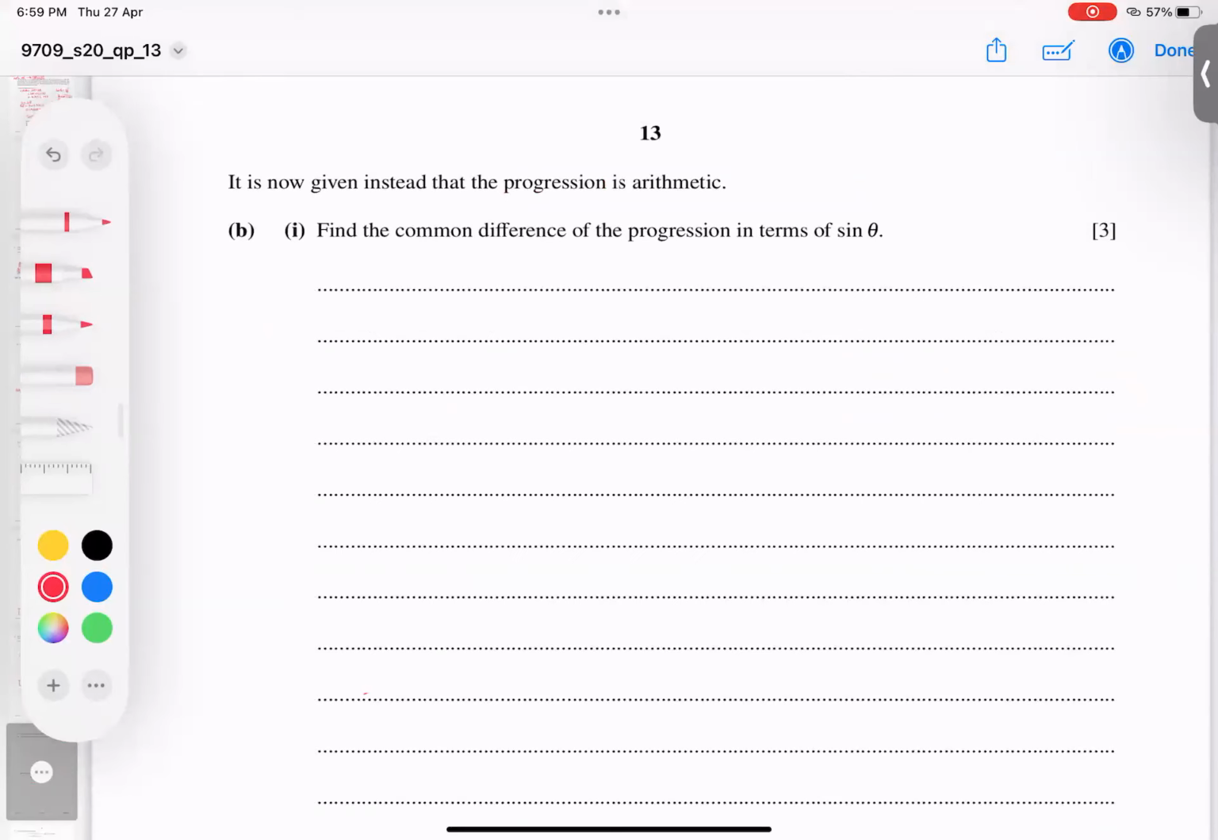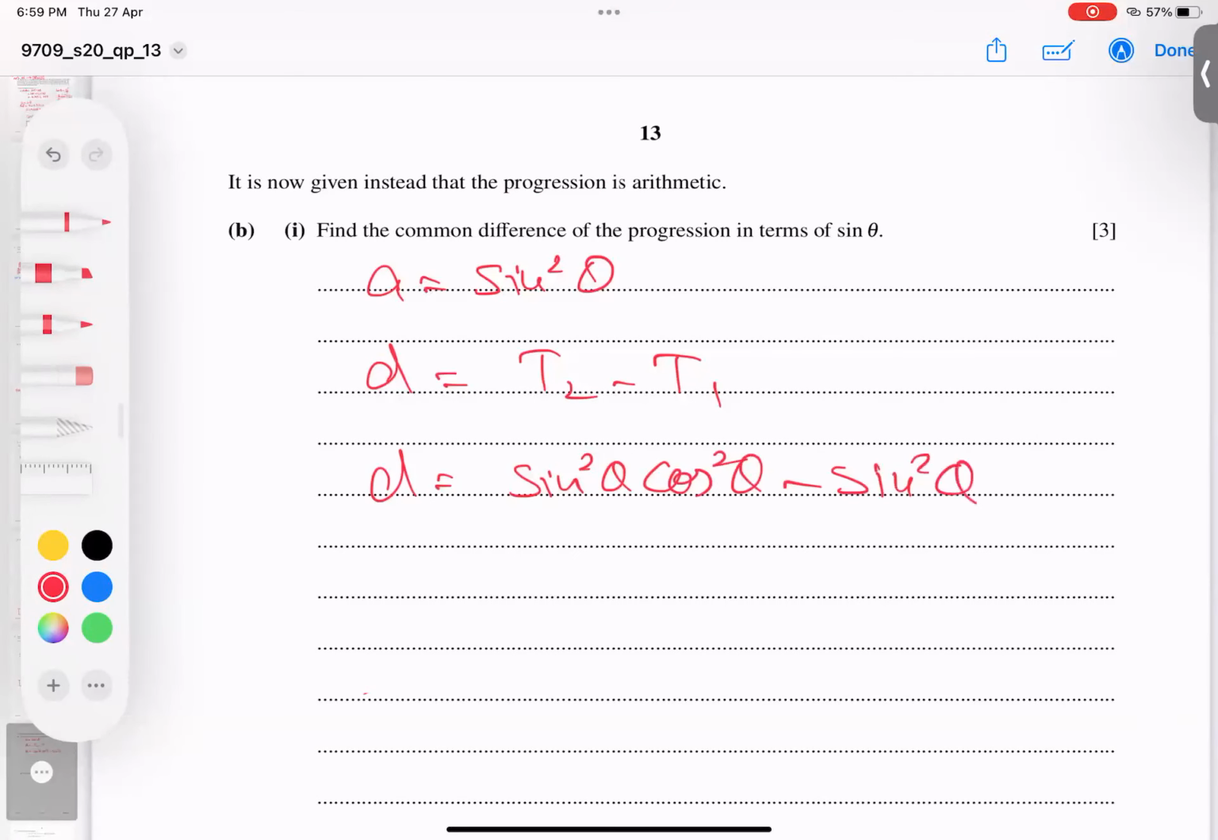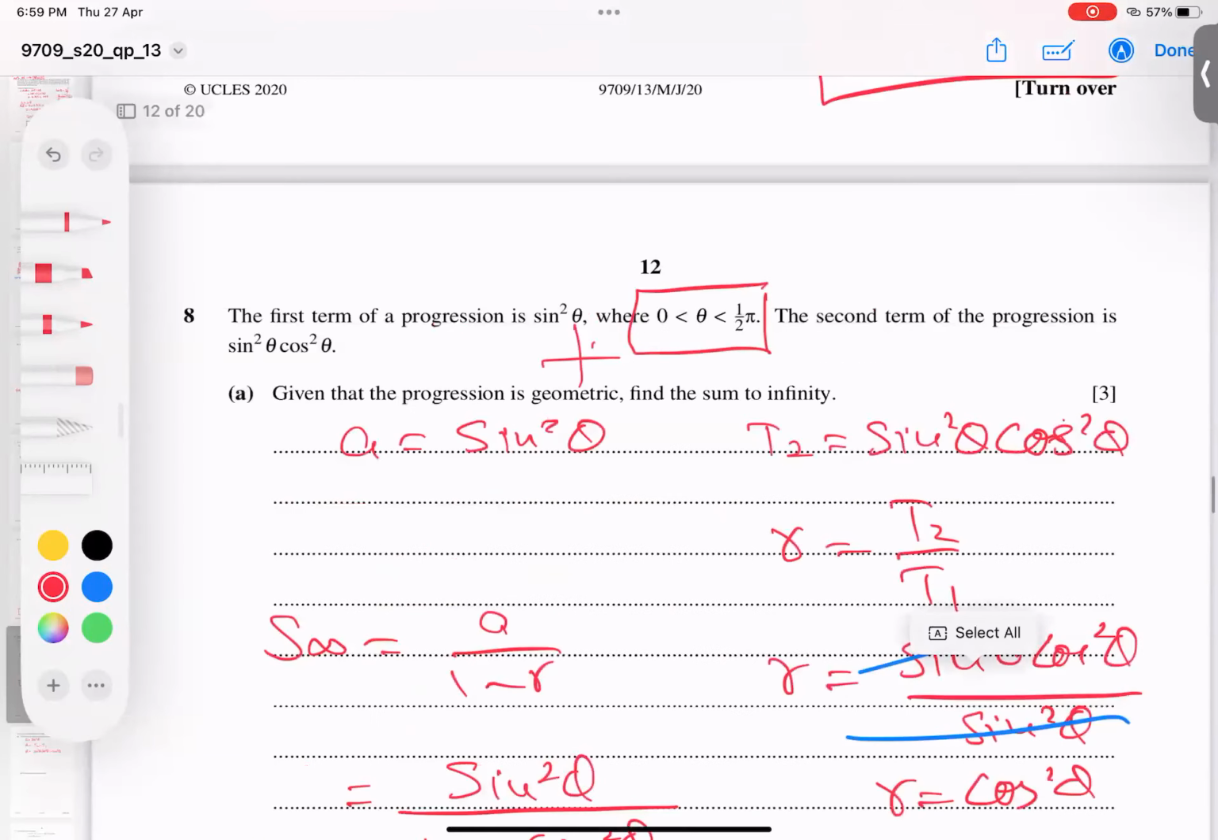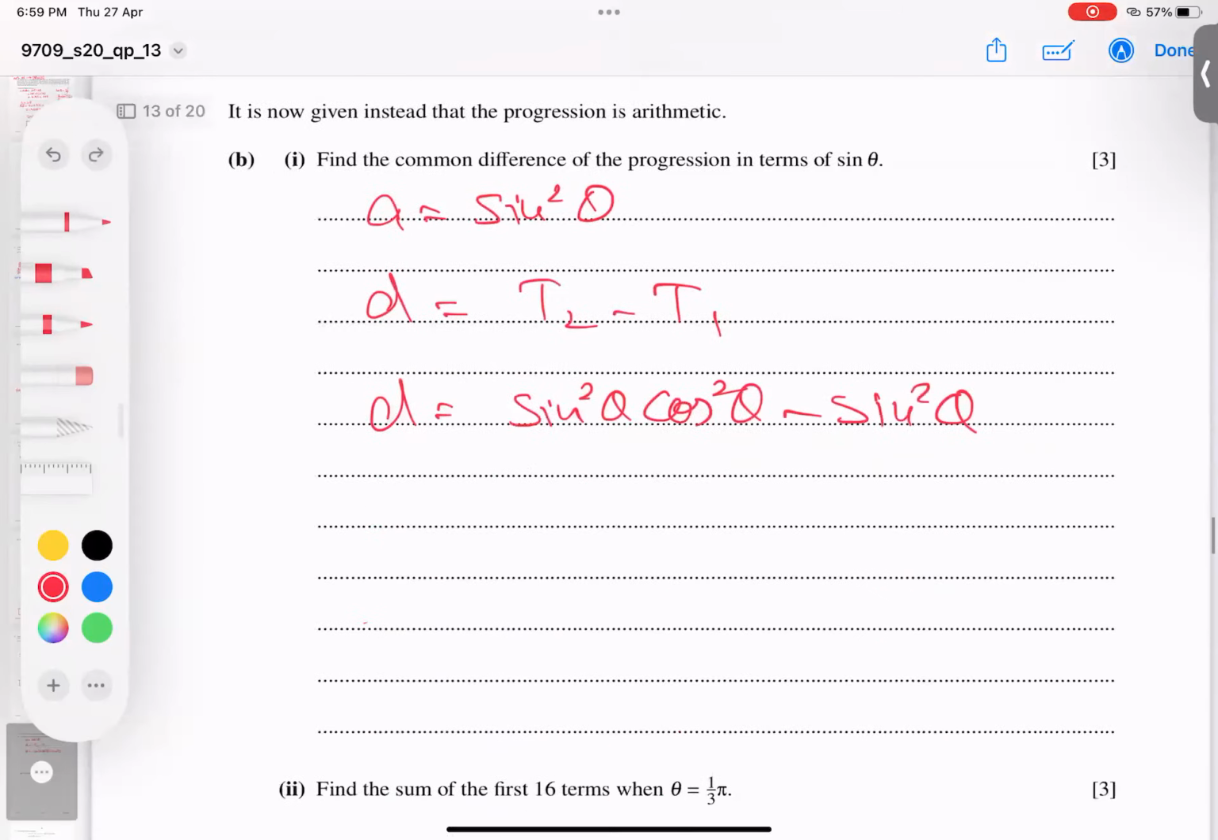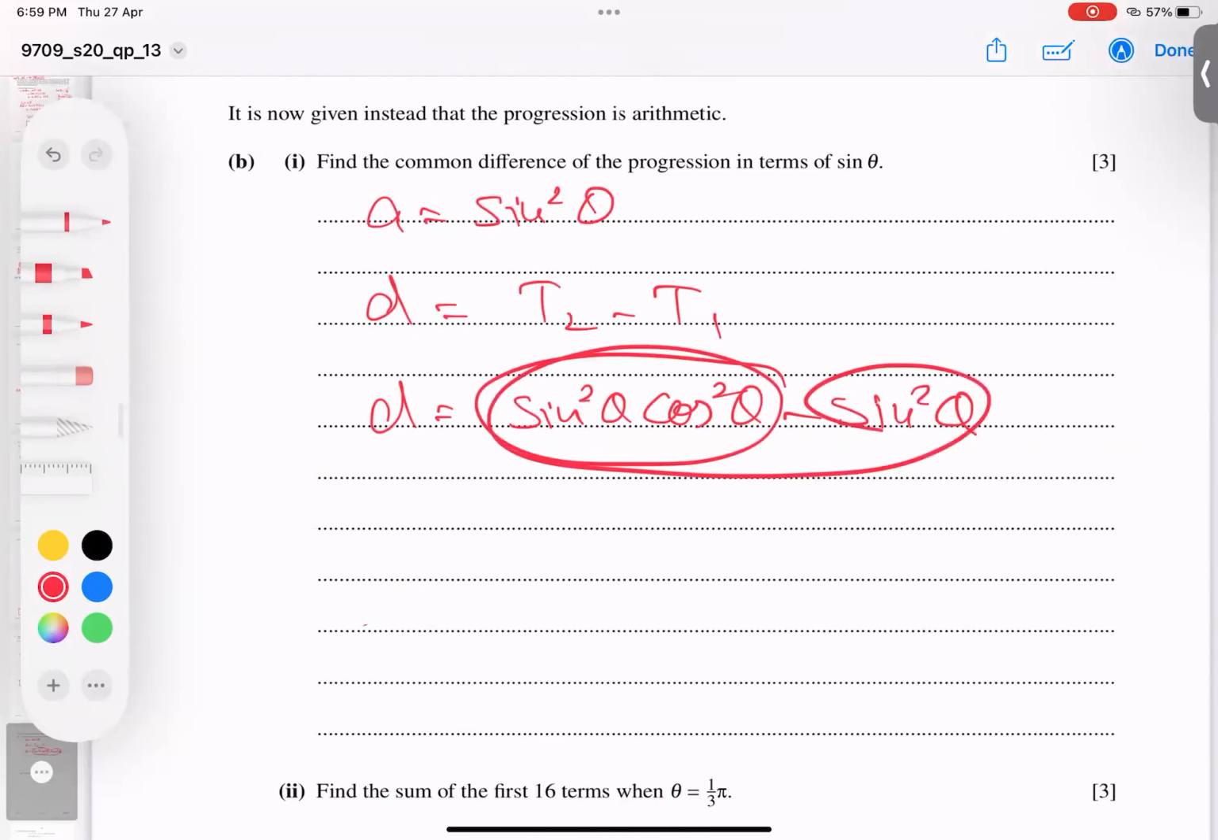The next question is saying there is an AP, not a GP. So the first term is sine square. And for the second term, what is the common difference? Second term minus first term. The second term is sine square and cos square, and the first term is sine square. Let me check again. Yeah, the second term is sine square and cos square. Correct. Second term minus first term.